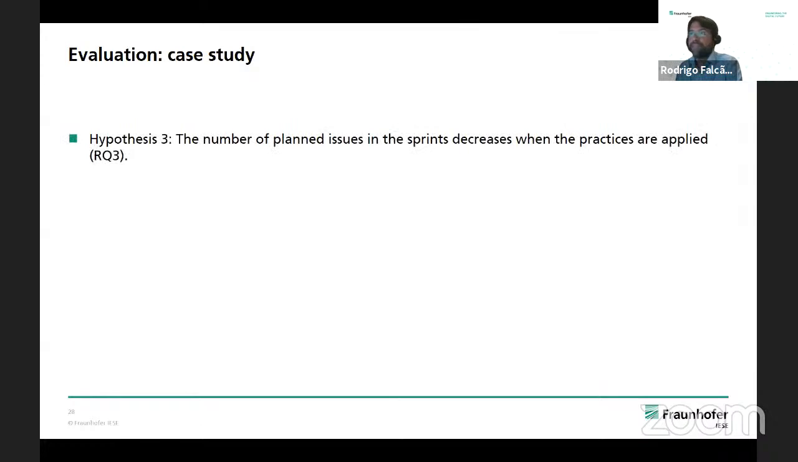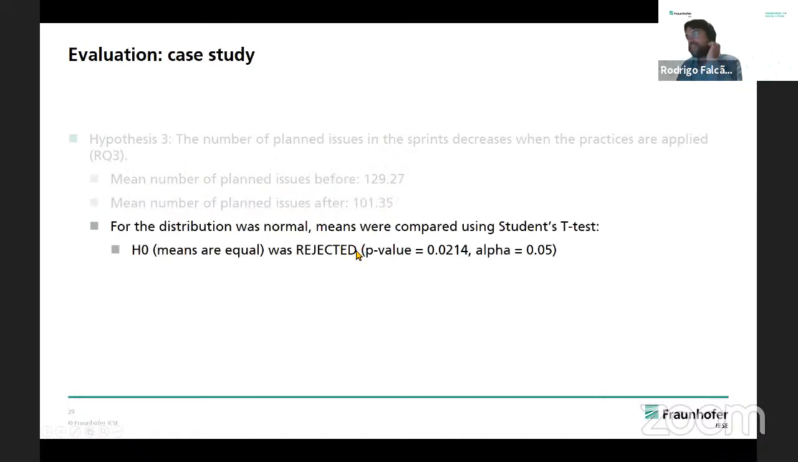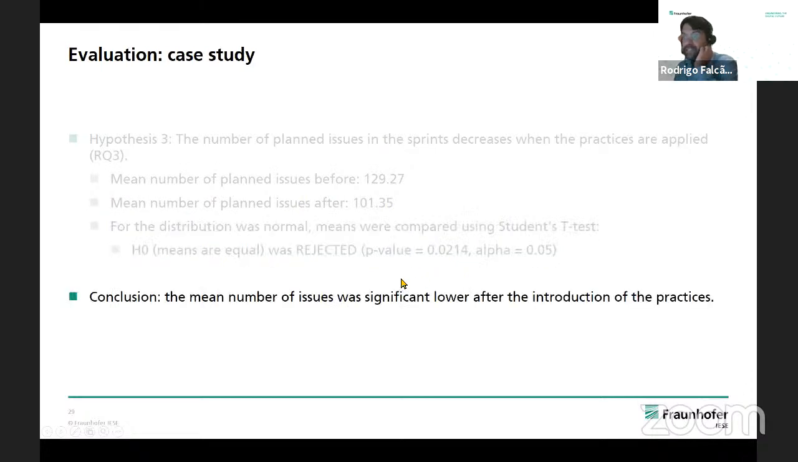The third hypothesis: the number of planned issues decreases after applying the practices. So we have on average 130 issues before and closer to 100 after. And again, the test of hypothesis was done, and in this case, the difference was significant. So we had fewer issues.